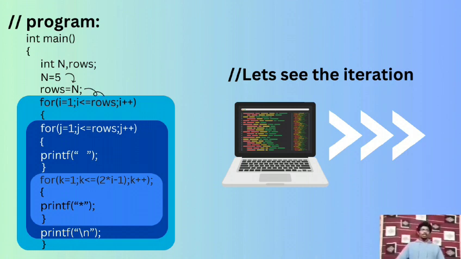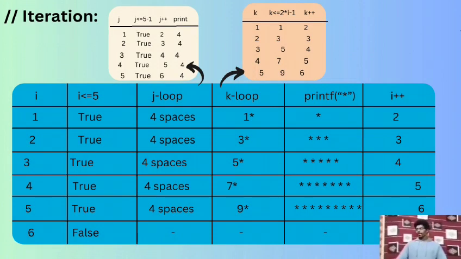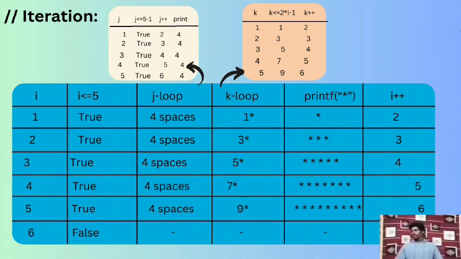So let's see the iteration. For the iteration we're going to take a table. In the first column we take i. For the second column we take i is less than or equal to 5, and in the third column we take the j loop, in the fourth column we take the k loop, and in the fifth column we take printf stars. In the sixth column we take i plus plus.